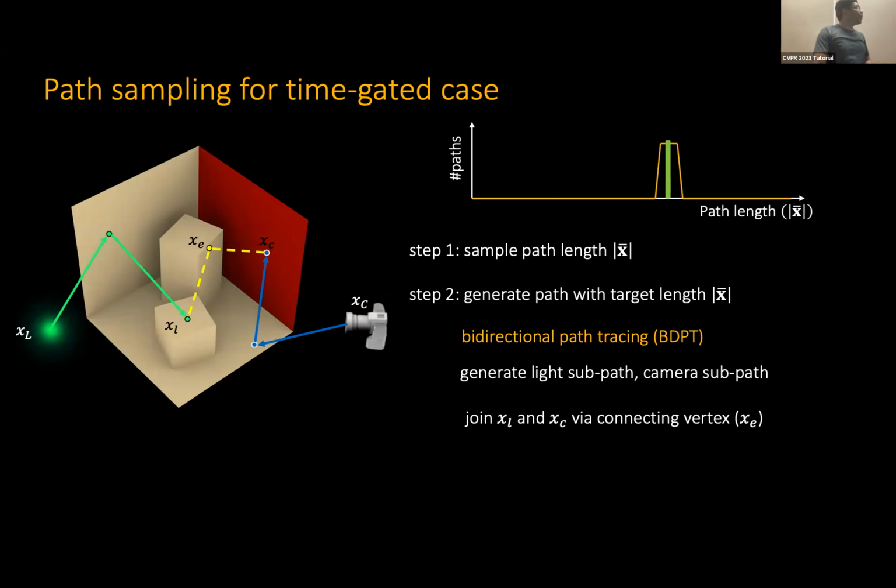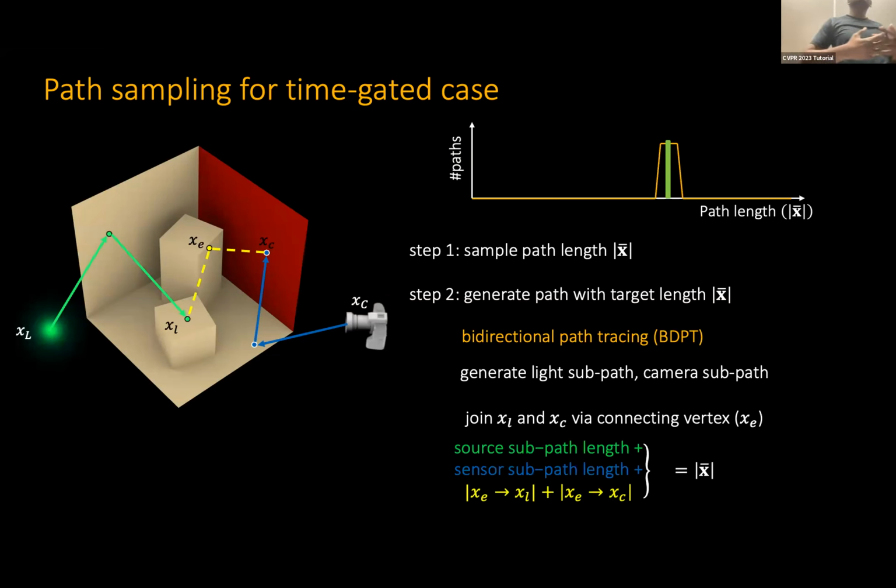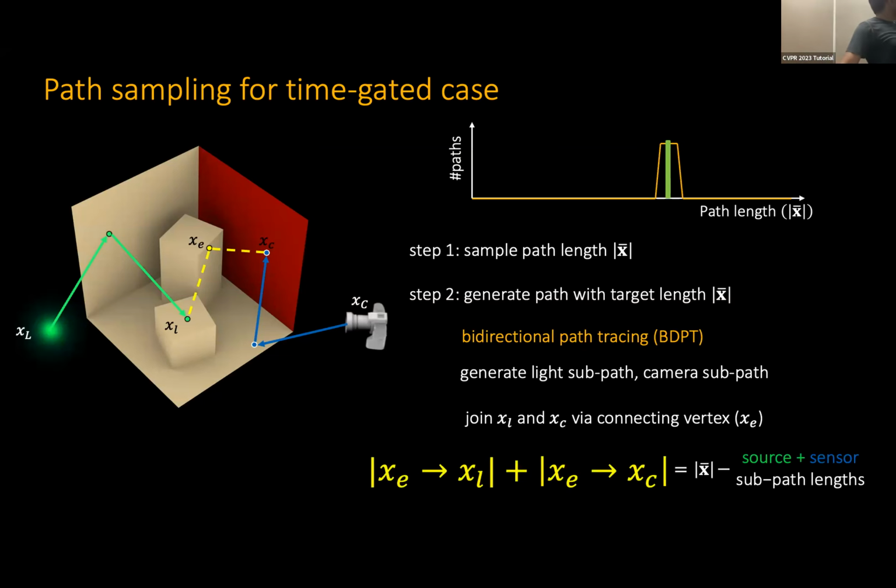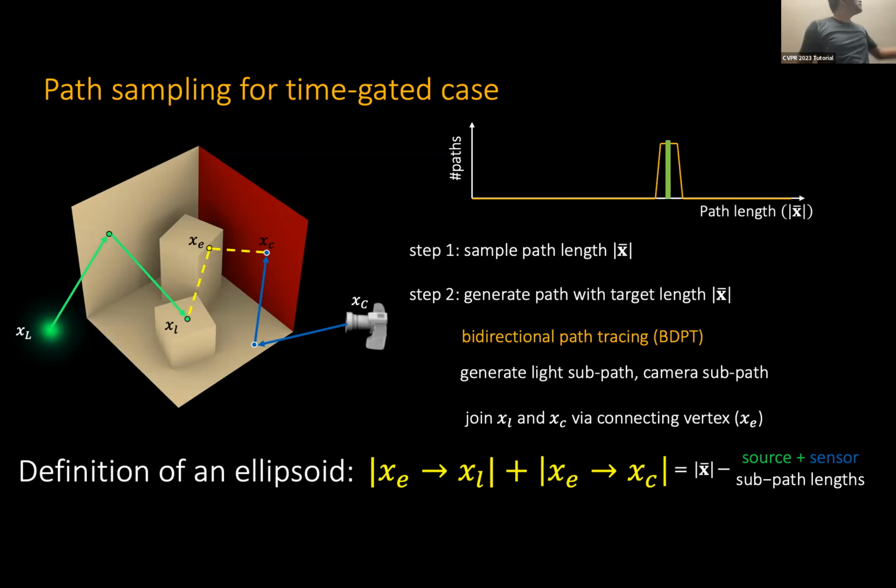So in particular, I need to generate this vertex so that the total path length, which is the sum of the green arrows, the blue arrows, and the yellow dashed lines, or the sum of the source subpath length, the sensor subpath length, and the new 2 edges that were created because of the connecting vertex, is constant. Or in other words, the sum of the yellow dashed lines is constant, which is the definition of an ellipsoid, right? So from a point, the sum of lengths to two unique points has to be a constant, and that's the definition of an ellipsoid, which means this connecting vertex must be on an ellipsoid, right?